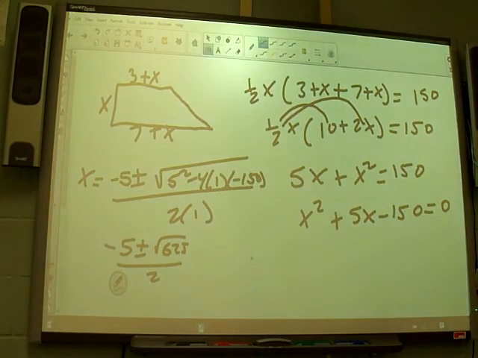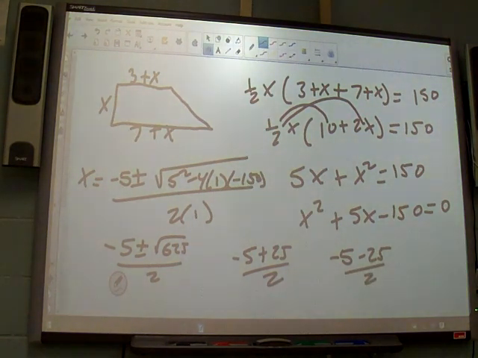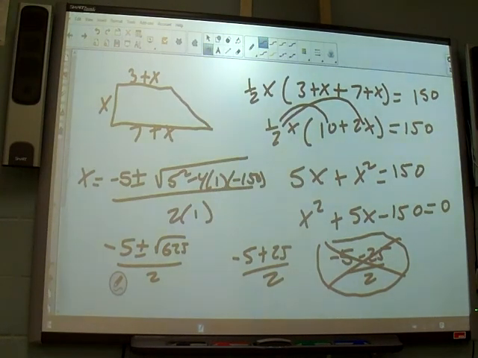So we've got negative 5 plus 25, divided by 2, and negative 5 minus 25, divided by 2. Now this one right here, check this out. This is common sense math. I'm not even going to work that one, because negative 5 minus 25 is going to be a negative, and I'm trying to find the dimensions of my flower bed. I can't have any negative numbers in that, so I don't even have to worry about it.